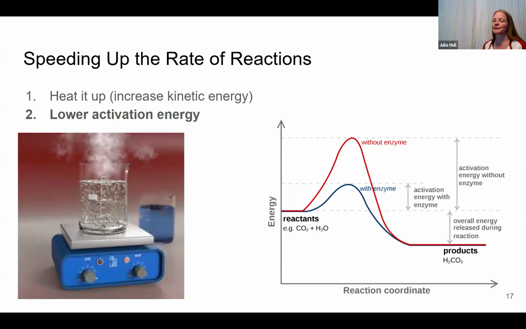We need to make sure that, right, if we're trying to maintain life and we're trying to maintain cells that have order and have homeostasis and have all those elements that are required for life, those chemical reactions that are necessary for that are happening at a time scale that's important to us. So the way that we can speed up chemical reactions, two examples: we can heat it up, right? We can increase the kinetic energy of the particles. And so if they're banging together more often, they're more likely to initiate those chemical reactions.